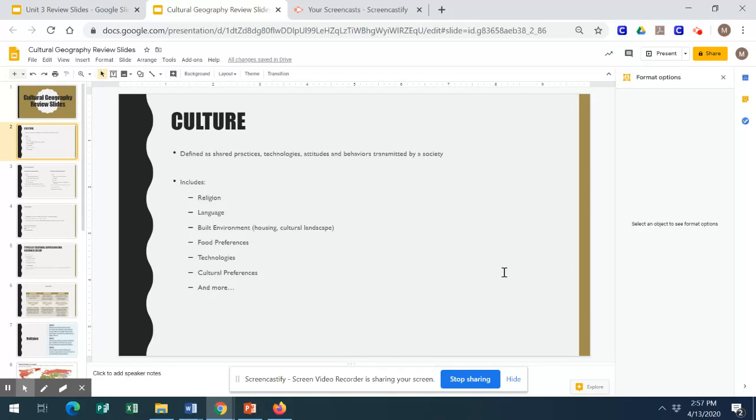So the ones we talk about a lot in class are religion and language. But all these other things we have touched on and talked about: food in the context of the agriculture unit, and the built environment, which we're going to talk about a lot in the context of the urban geography unit, and various city models and how cities are laid out and things like that.